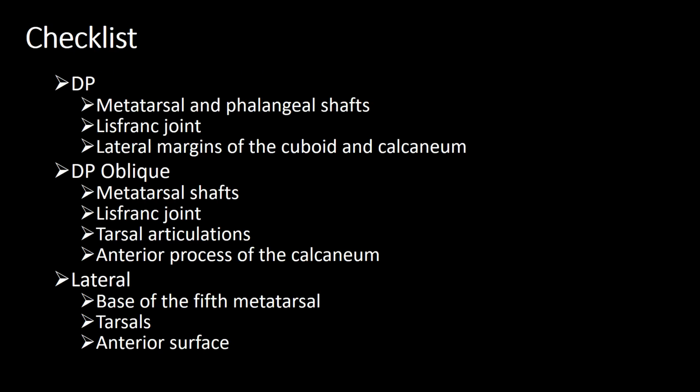Okay, so what do we need to check for when we're evaluating foot radiographs? Well, on the DP view, you need to assess the metatarsal and phalangeal shafts for any undisplaced fractures. You need to look carefully, as already discussed, at the Lisfranc joint. Check carefully at the lateral margins of the cuboid and calcaneum, as you can frequently get small avulsion fractures here.